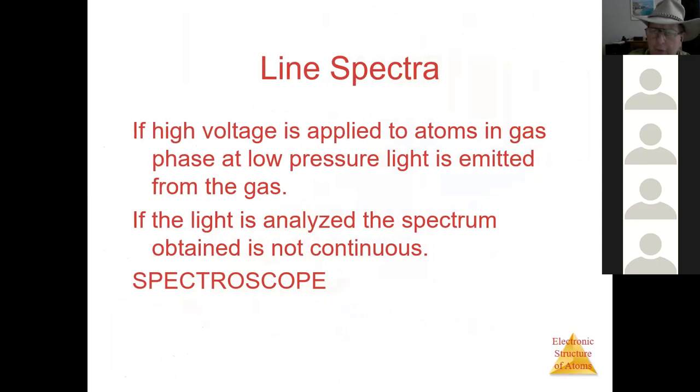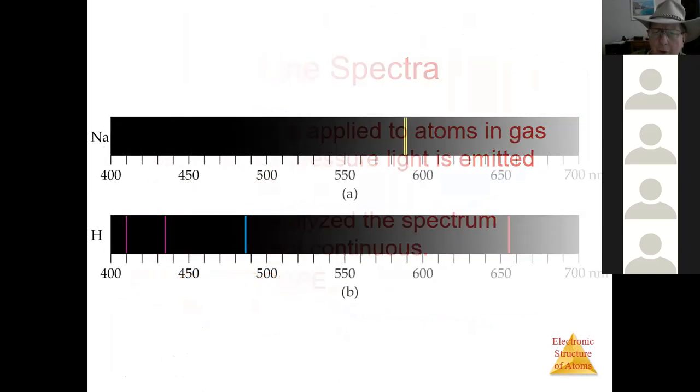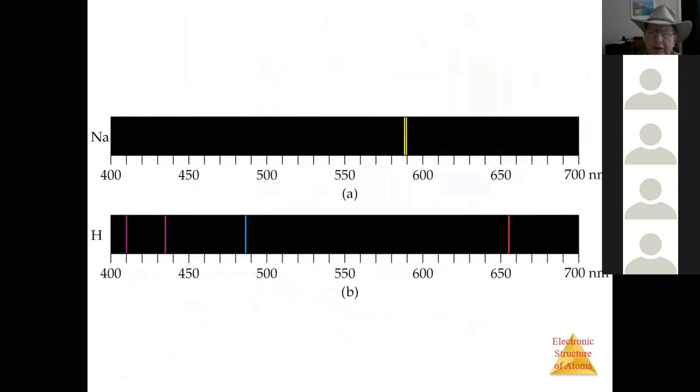So if we put an amount of gas into a low pressure light and then we ignite it, we get lines that look like this. From 400 to 700, hydrogen will give us 4 lights. Sodium basically gives us 2 very, very close to one another. So we are not getting a rainbow. We're getting very, very distinctive patterns.